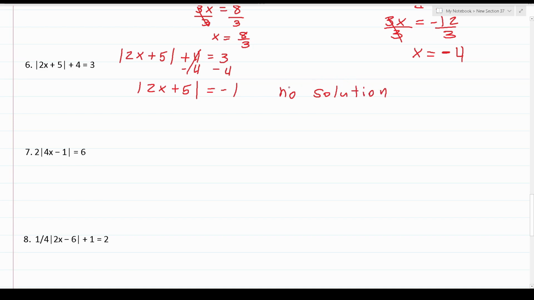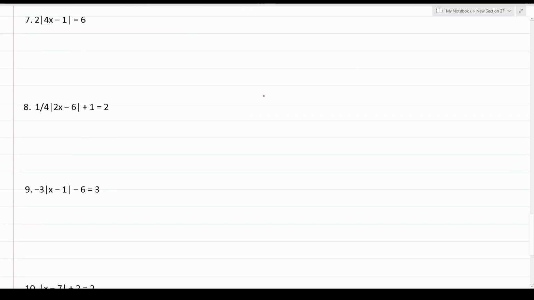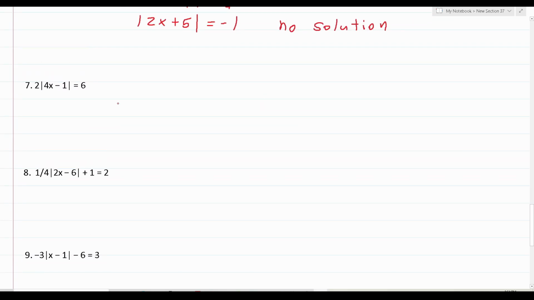All right, let's keep going through these practice problems here. We're almost done. All right, number 7 says we have 2 times the absolute value of 4x minus 1 equaling 6. So as we can see, our absolute value is not isolated, so let's work on getting that done first.